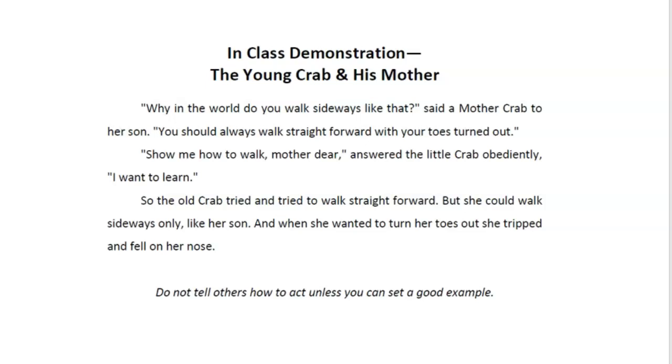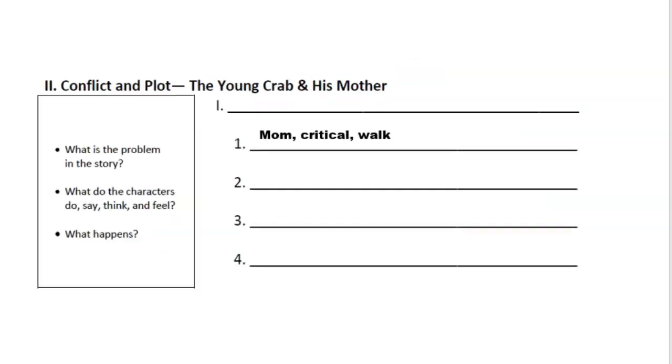So the moral of the story is, do not tell others how to act unless you can set a good example. So this is just a little story. We're starting with something very, very small. And like I said, we did our first chart and we just put a few things about the crabs. So that was our setting and character. So now we were working on the conflict in the plot.